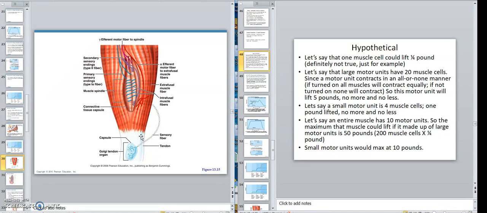So we need another signaler, and this is called the Golgi tendon organ. The Golgi tendon organ is working diametrically opposite to the muscle spindle. When the Golgi tendon organ senses that the tendon is getting too tight, it will send a signal through a sensory fiber to the spinal cord and tell the muscle to relax some.